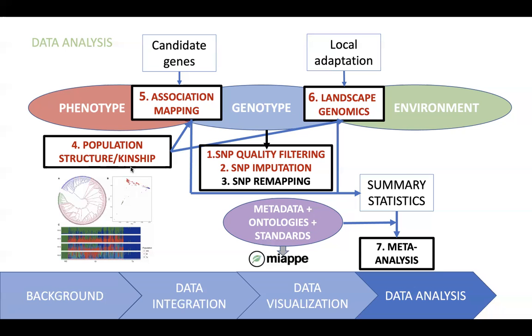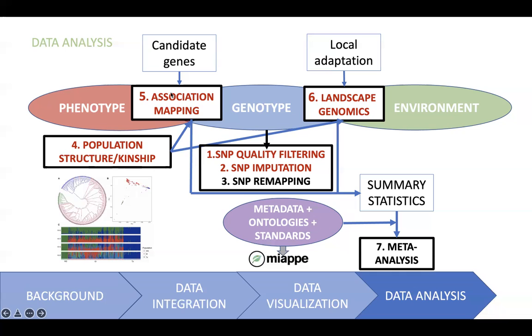We also provide a population structure and kinship workflow, which is interesting by itself in order to ask population genomic questions, but also it is necessary to perform association mapping and landscape genomics analysis, because it is necessary to correct by population structure and kinship in order to avoid the spurious associations. In addition, we also provide association mapping and landscape genomics analysis.